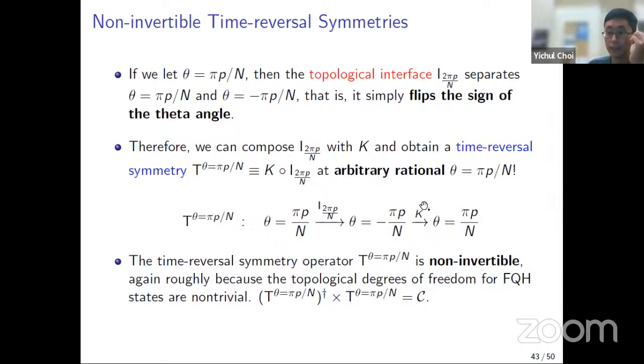And this will define the time reversal symmetry, as we learned from the ordinary invertible time reversal symmetries in the Maxwell theory. Again, this is a time reversal symmetry because there is K. But now this symmetry is non-invertible because of this I_{2πp/n} interface. Again, roughly, this is because the topological degrees of freedom living on this interface define non-trivial non-invertible fusion.